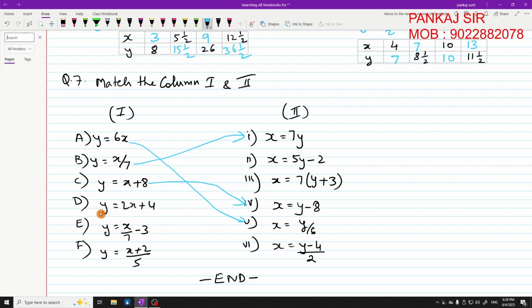Right? Then y is equal to 2x plus 4. So x will be what? It will be y minus 4 divided by 2. So y minus 4 divided by 2 is over here. This will match with this.